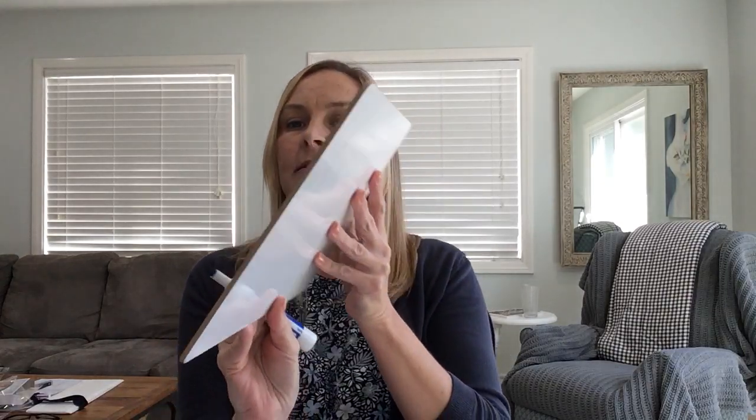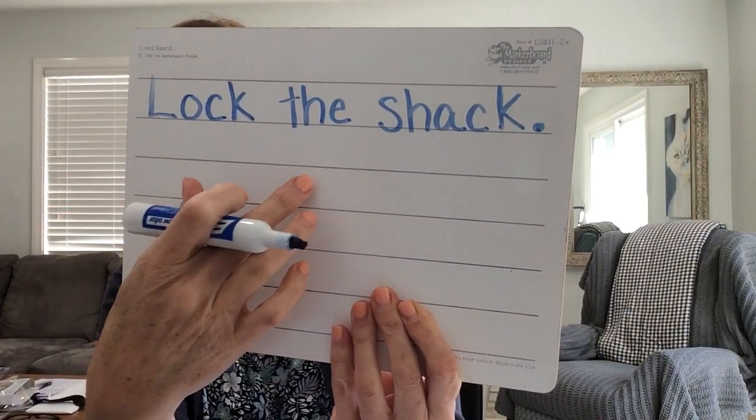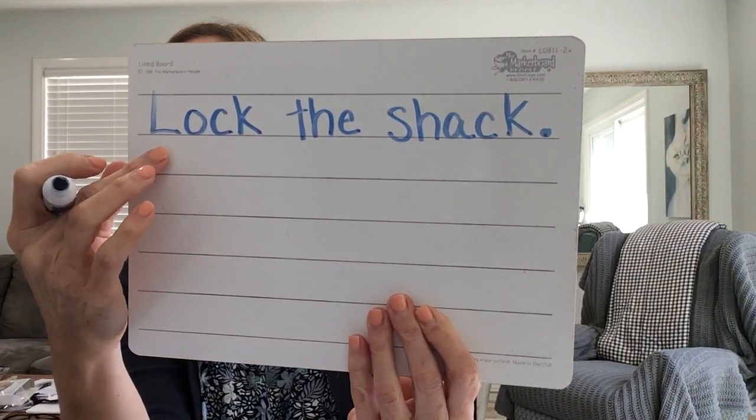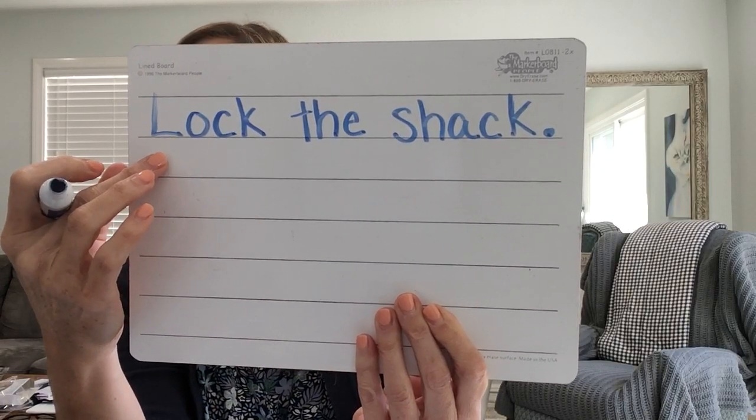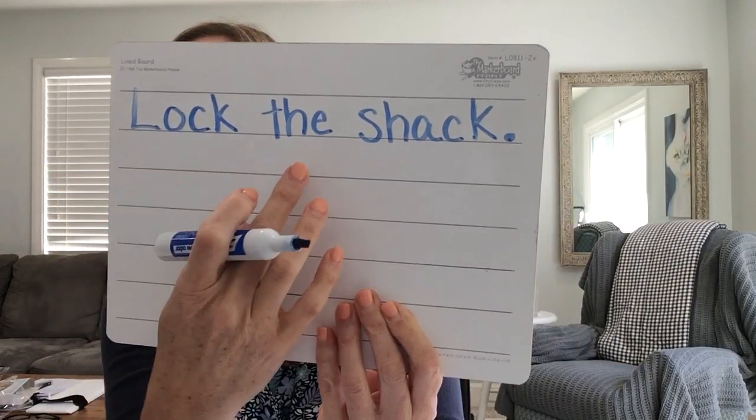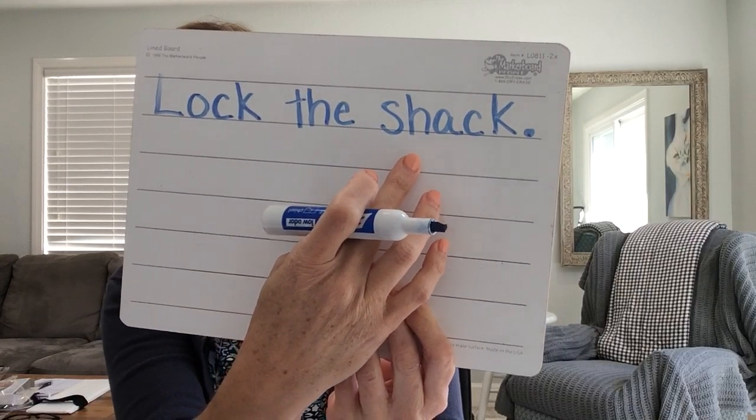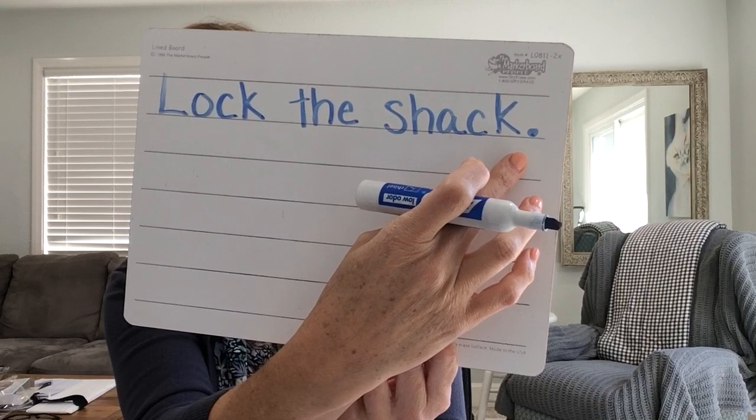Okay, so here we go. Here is our sentence, lock the shack. Notice my sentence begins with a capital letter. If you forgot a capital letter, go ahead and make that correction now. Look at your spelling. Lock the shack. Okay, notice I have a period at the end.